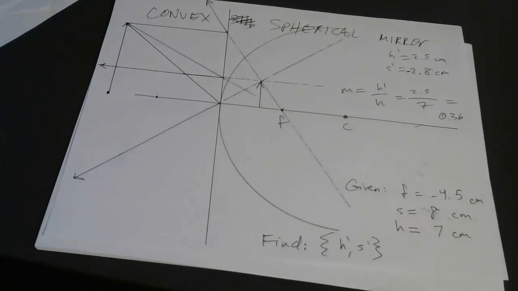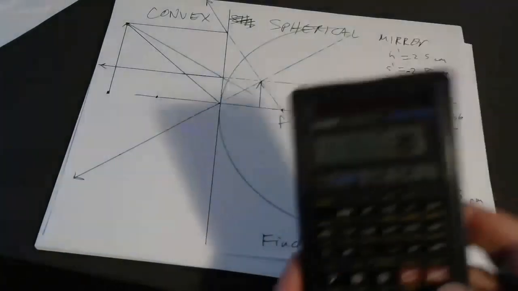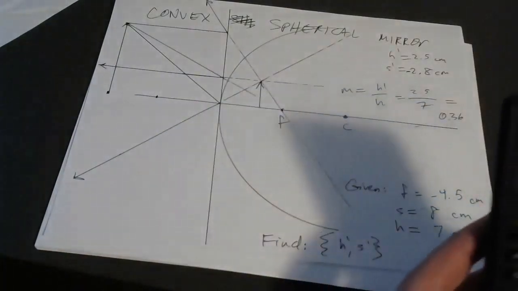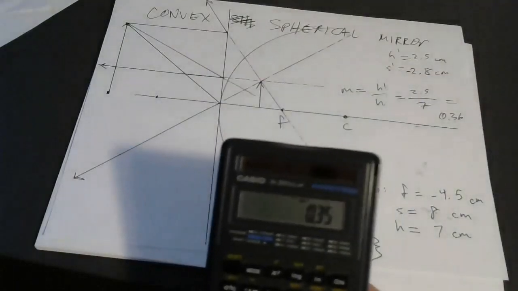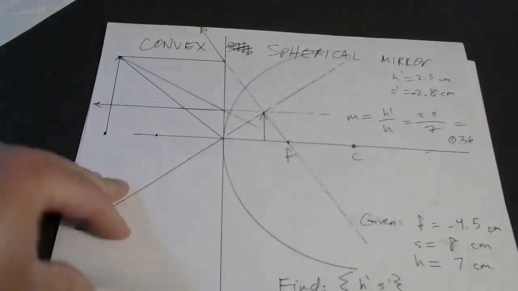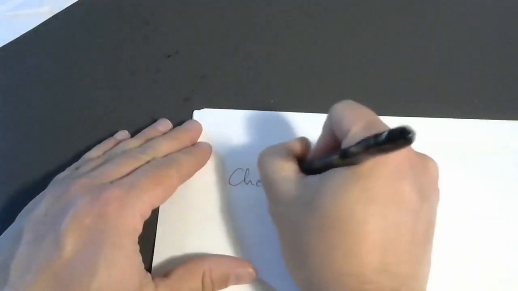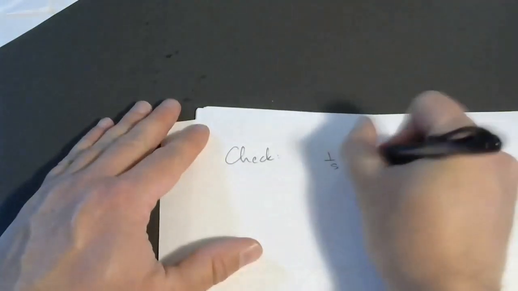Well, as a quick check, I can take my image distance and divide it by object distance. Let's see what I get. I'm going to take the absolute value. 2.8 divided by 8 is 0.35. Very close to the number I just calculated. So let's check this with the equation. It's the same old equation.